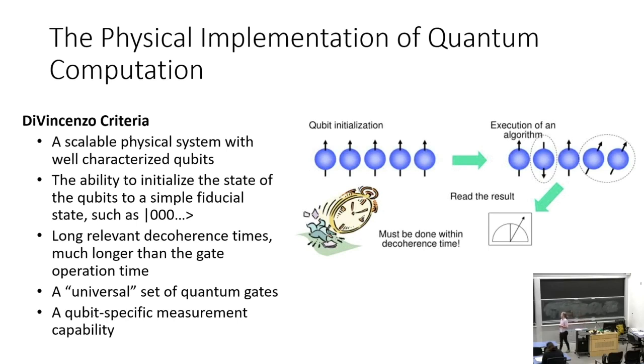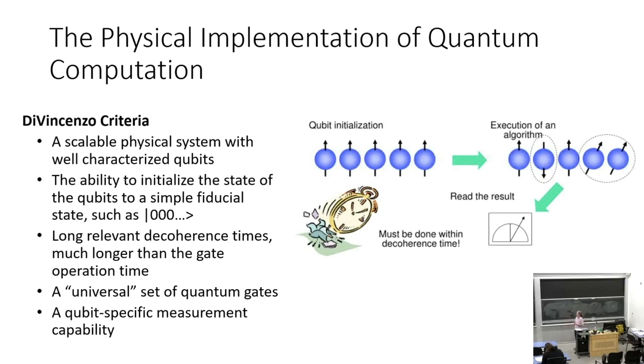The third is long relevant decoherence times, much longer than the gate operation time. The fifth is a universal set of quantum gates. We've talked about one such set, but they might look pretty different than that, or they can. And then finally, a qubit-specific measurement capability. So we want to be able to make our qubit, we want to be able to scale our qubit, we want to be able to initialize our qubits, we want to be able to do something with those qubits, and we want to be able to measure the result. So that's the big goal.